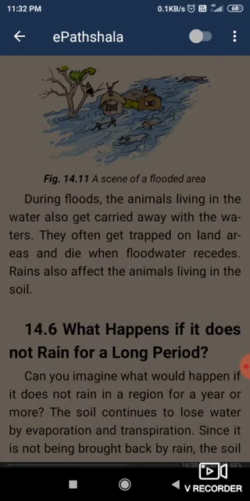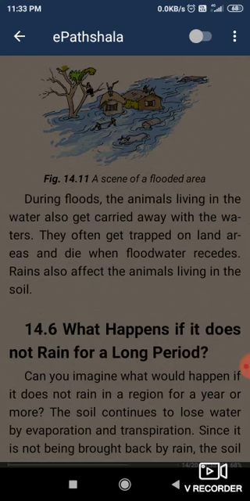They often get trapped on land areas and die when floodwater recedes. Rain also affects the animals living in the soil. Next, what happens if it does not rain for a long period? Can you imagine what would happen if it does not rain in a region for a year or more?